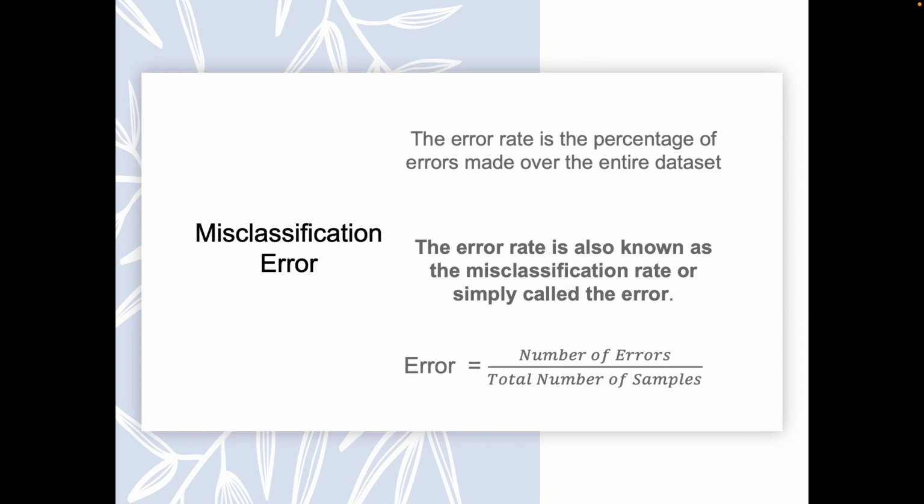The error rate is the percentage of errors made over the entire data set. The error rate is also known as the misclassification rate, or simply called the error. As you can see, on the numerator we have the number of errors. On the denominator, we have the total number of samples. Okay, let's see what are the errors associated with learning and testing data.